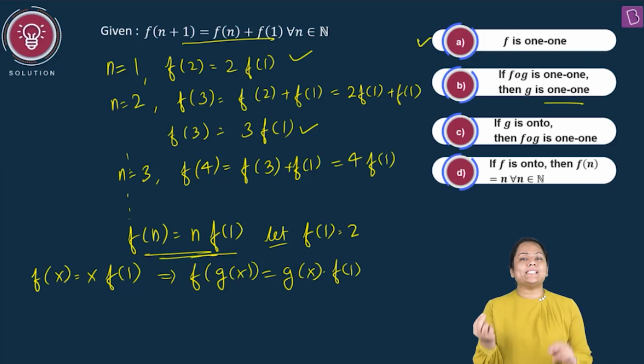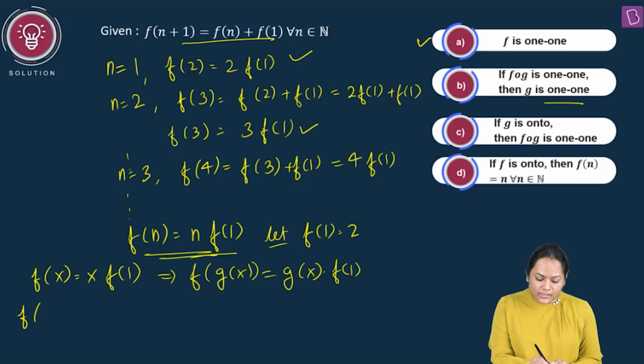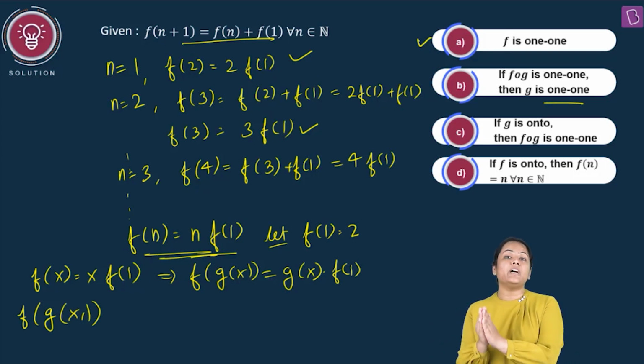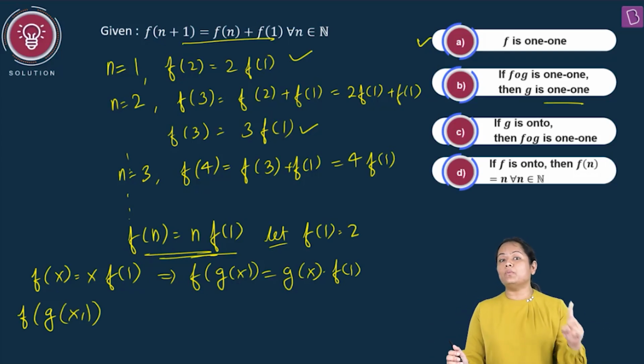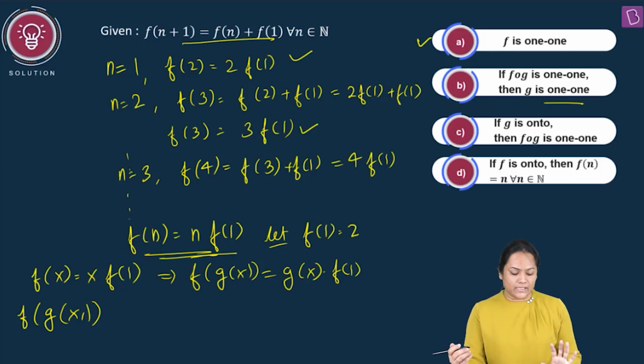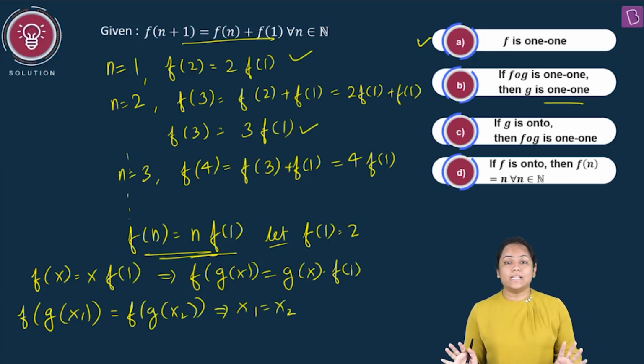So if my fog is 1-1, what do you mean by 1-1 functions? Well, a 1-1 function says that for one value of x, you should get only one value of y. In other words, for one value of y, you should have correspondingly only one value of x, right? You cannot have one value of y leading to two values of x. So whenever I write f of g of x1 is equal to f of g of x2, it should give me that x1 is equal to x2 only. This is the condition for my function to be 1-1.